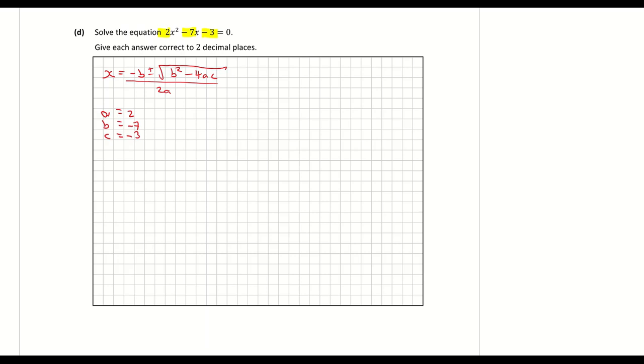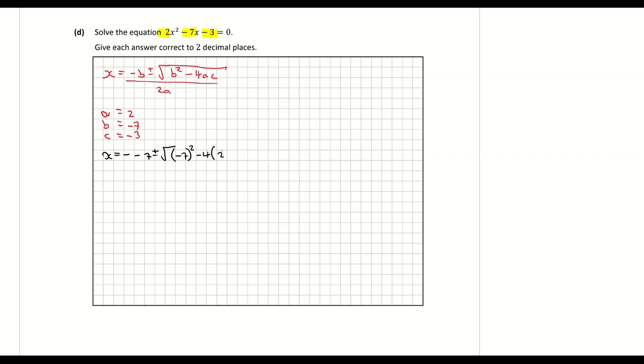Filling in my formula, so I now have x is equal to minus b, so x is equal to minus minus 7, plus or minus the square root of b squared, which is minus 7 squared. Just put that into a bracket because your calculator needs it in a bracket when you're squaring it, otherwise it'll give you back the wrong sign.